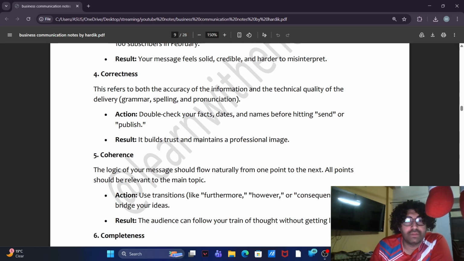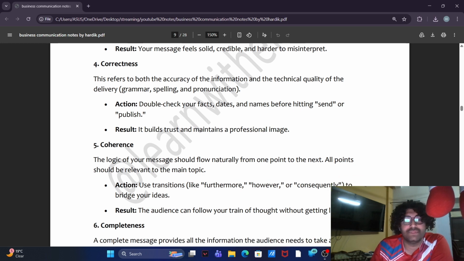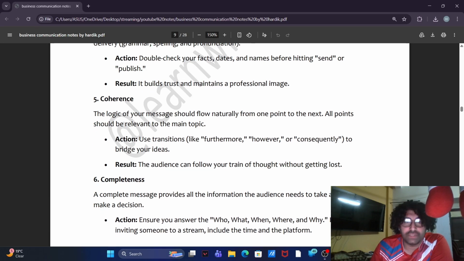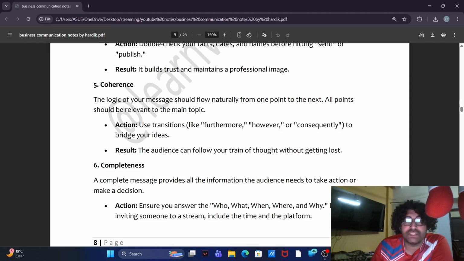Concreteness. This refers to both accuracy of information and technical quality of the delivery: grammar, spelling, and pronunciation. Action. Double check your facts, dates, and names before hitting send or publish. Result. It builds trust and maintains a professional image.